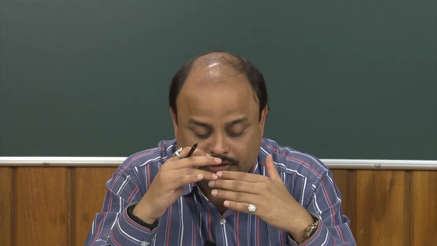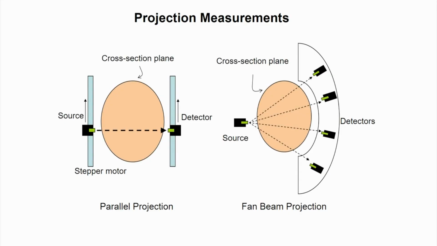While other processing, whatever I have said, is going to be valid there also, and that is why I have introduced the X-ray in between. So, what are we doing? We have two ways to do that measurement. One is the parallel projection and one is the fan beam projection.